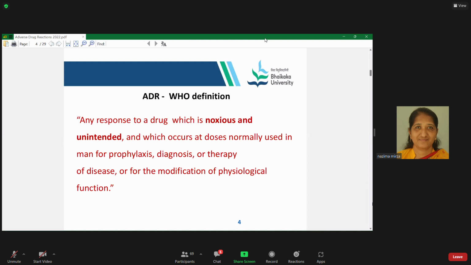So we are using the drugs either for prophylaxis, for diagnosis, for therapeutic purpose, or for modification of physiological functions. Right, normal persons also take them. The oral contraceptive pill is taken by a normal person. Okay, so it is a noxious and unintended response, usually occurring at the doses that we are using, that is, in the therapeutic range.